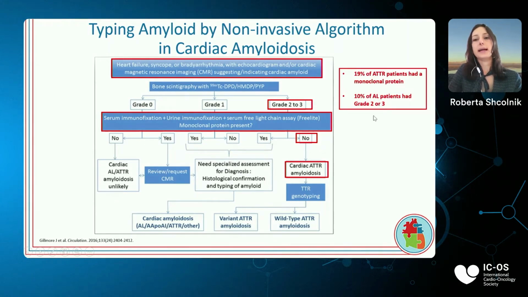It's important to point out that in this study that concluded this non-invasive algorithm, 19% of ATTR patients did have a monoclonal protein found, and 10% of AL patients had grade 2 or 3 uptake in the cardiac area in the bone scintigraphy. So it's really a challenge to make the correct diagnosis in some situations, and the cardiologists and the hematologists need to work together in defining and concluding these difficult cases.